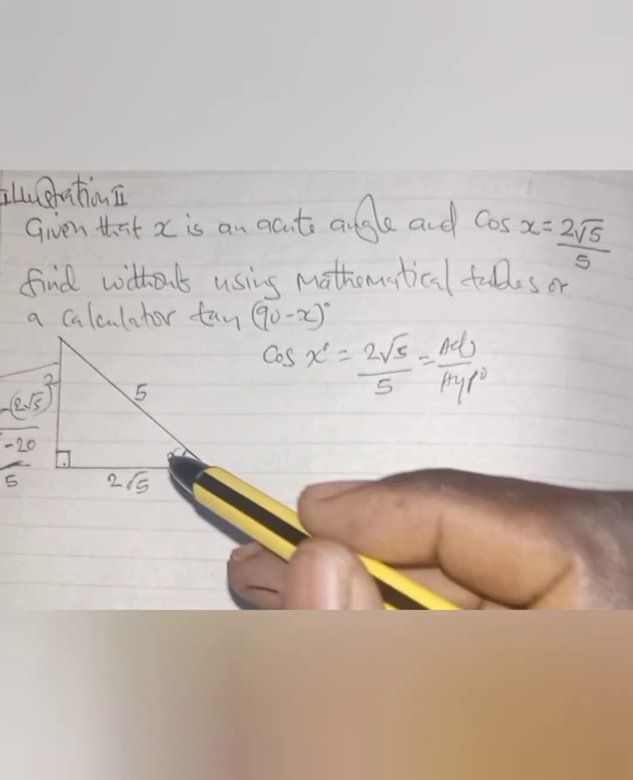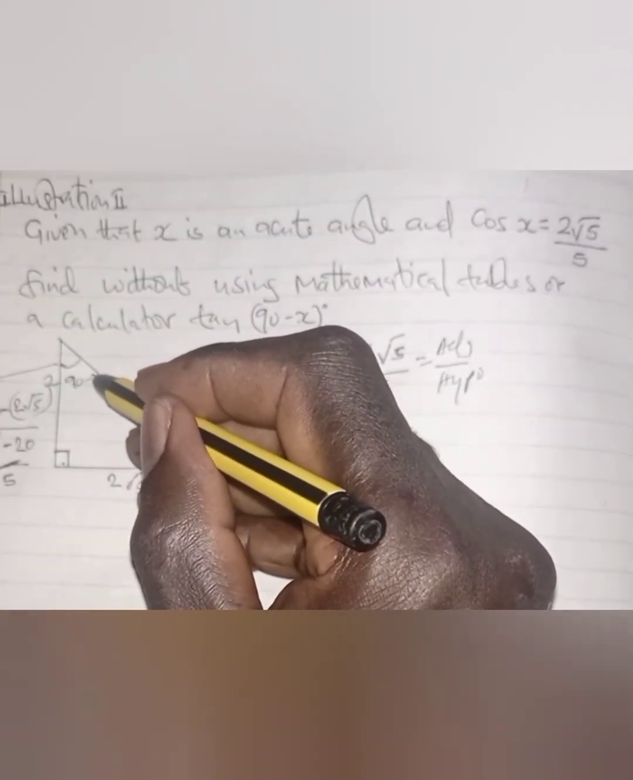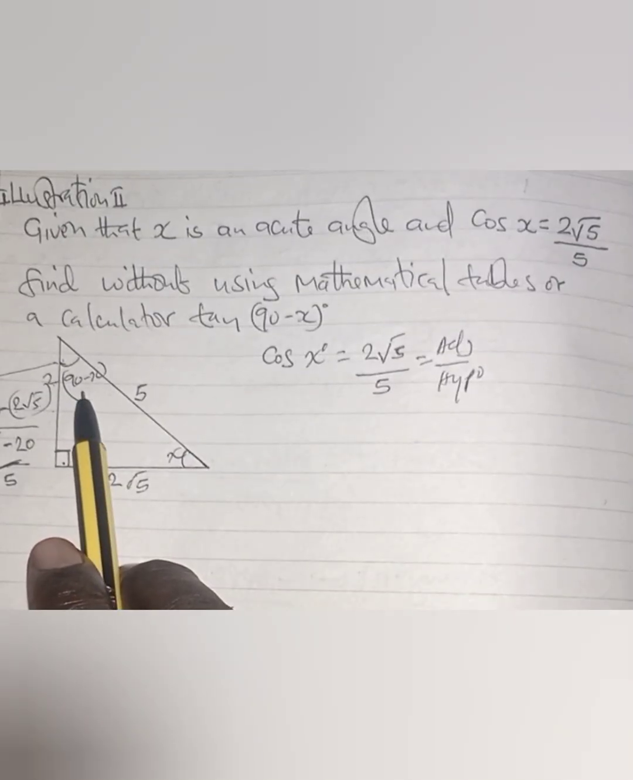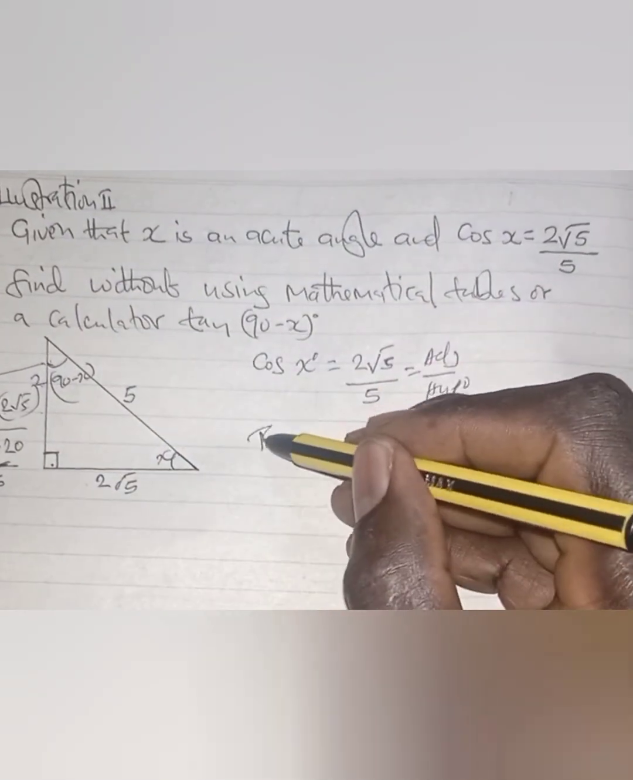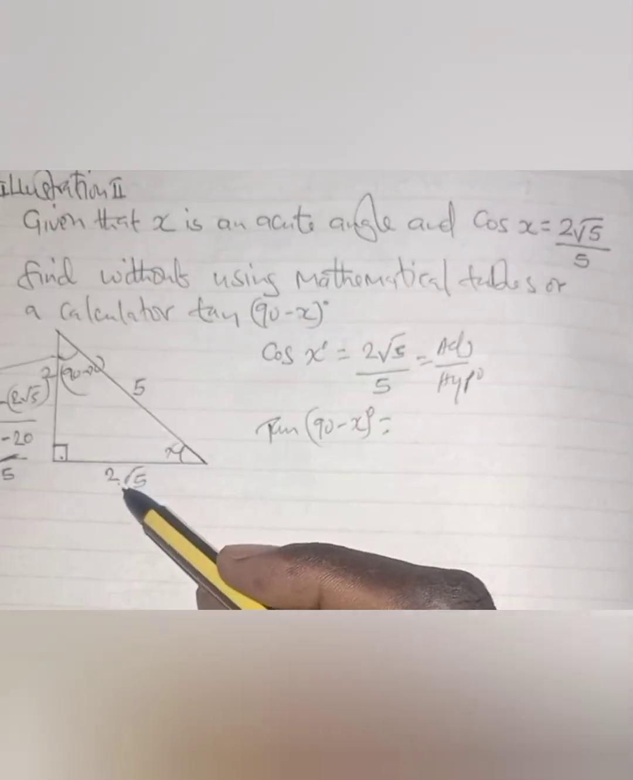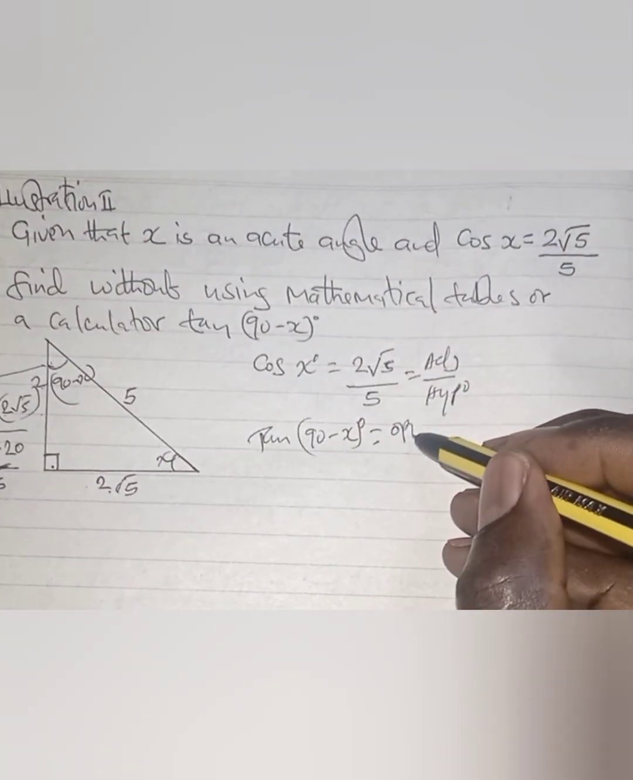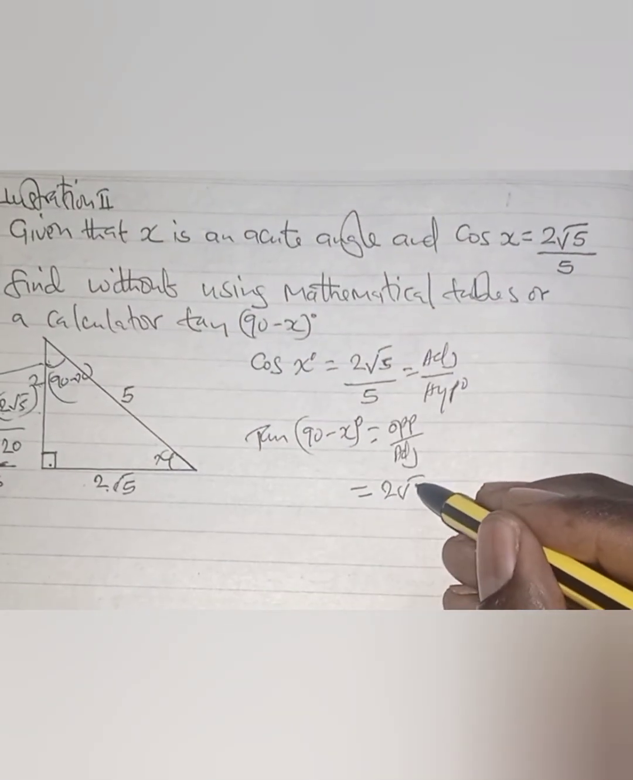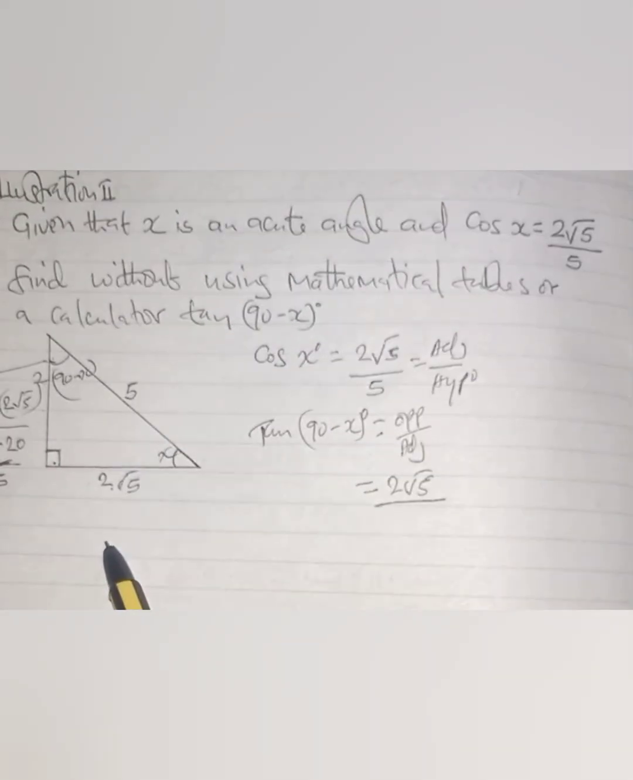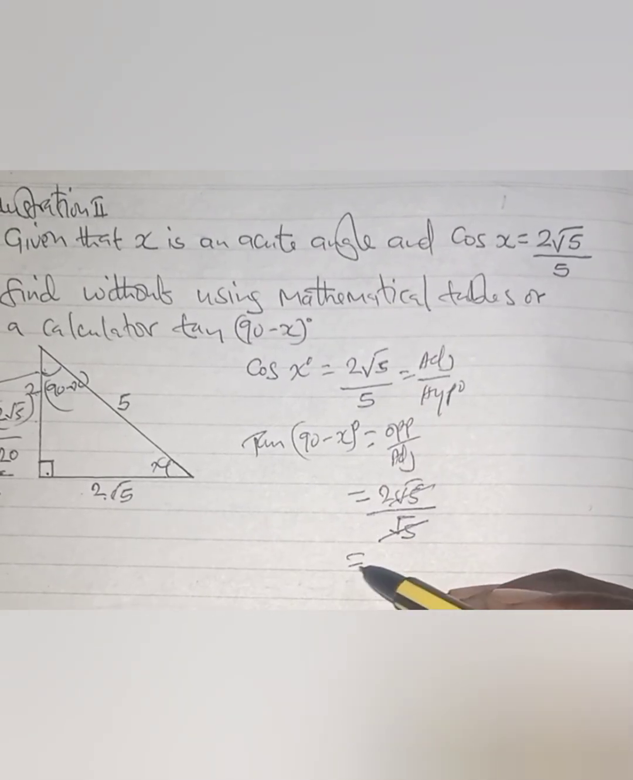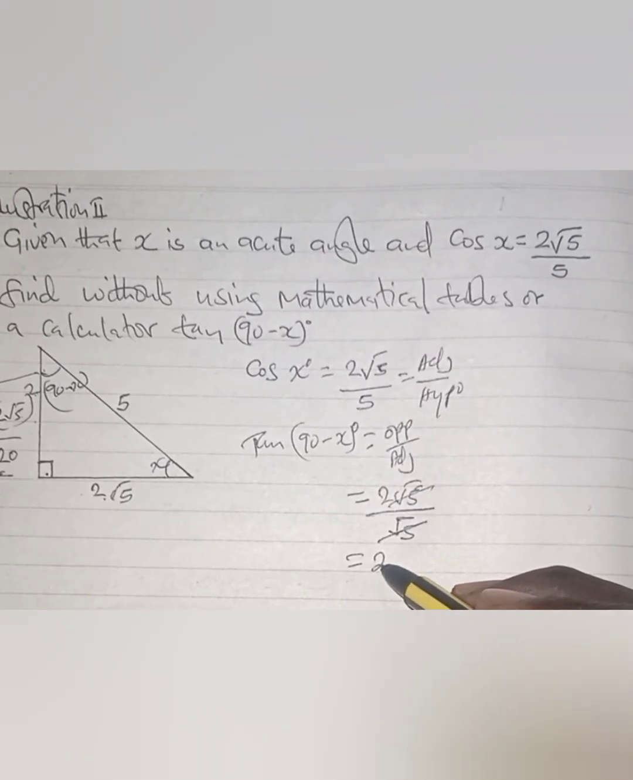If this angle is x, this angle is 90 minus x, because the two remaining angles must add up to 90. So if you have x, the next should be 90 minus x. Now, tan of (90 minus x) degrees is equal to the opposite side over adjacent side. The opposite side to this angle is 2 times the square root of 5. The adjacent side, this one, is the square root of 5. So this one cancels this one, meaning that tan of (90 minus x) degrees is equal to 2.